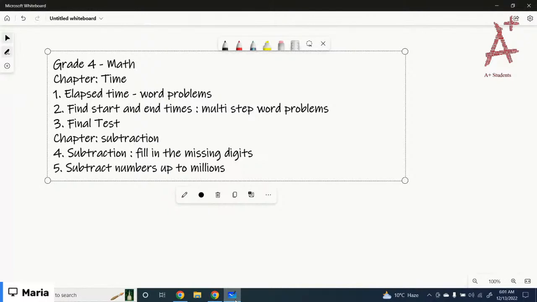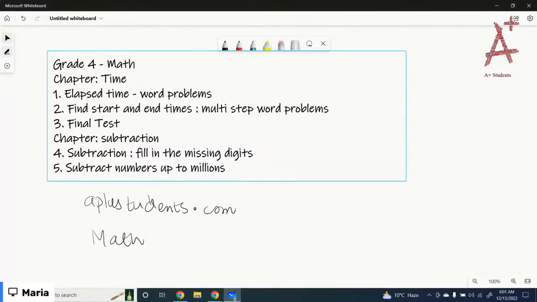So, we're going to start with grade 4 maths. You can find all the lessons on aplusstudents.com. You have to log in there using your email address and password provided by the administrator. Then you have to select math from the subject tab. Scroll down to grade 4 maths. Click on view all lessons. There you can find a list of the chapters.